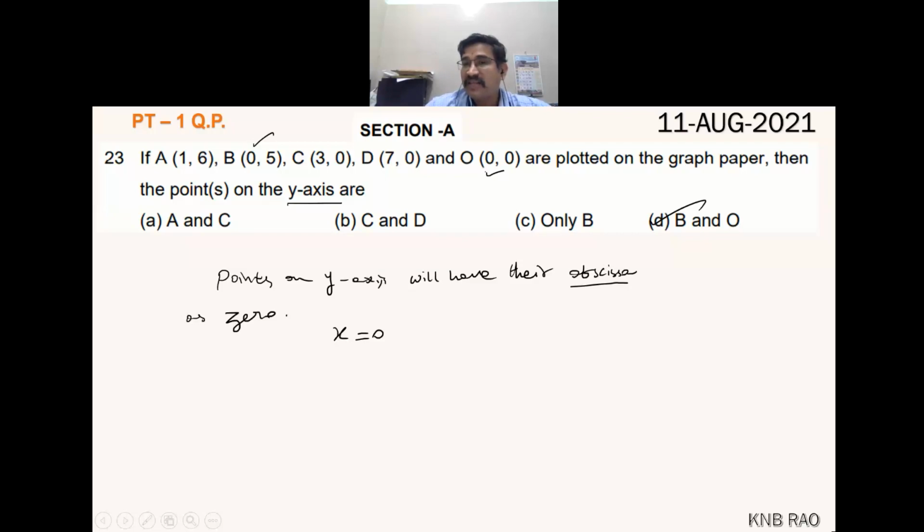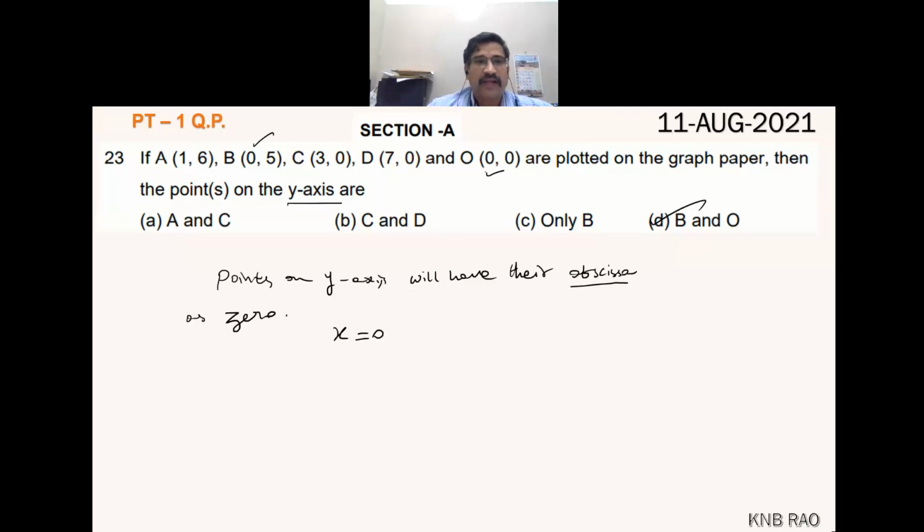Now tell me, which points lie on the x-axis? C and D, sir. Only C and D. Correct. O will not be there because O will be on the ordinate. Not just C and D, along with O also. C, D, O. Perfect. So points lying on the x-axis will be C, D, and O.